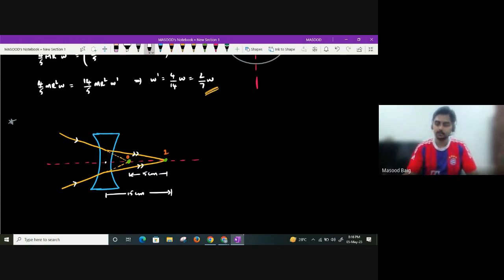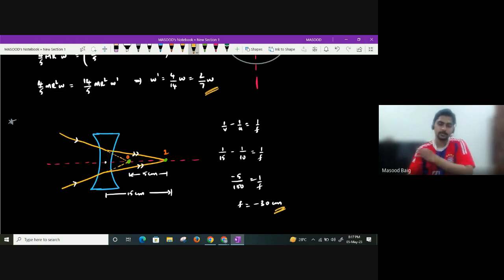So I can apply the lens formula: 1 by v minus 1 by u will be equal to 1 by f. All the measurements should be taken from the optical center. From the optical center towards the object, it is taken in the direction of incident rays, and towards the image also in the direction of incident rays, we should take it as positive. So 1 by 15 minus 1 by 10 will be equal to 1 by f. You will get minus 5 divided by 150 will be 1 by f. So the f value will be minus 30 centimeters. Clear? Focal length will be minus 30 centimeters. I hope you understood it.